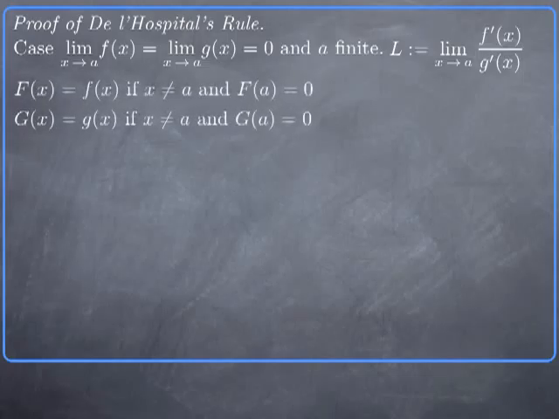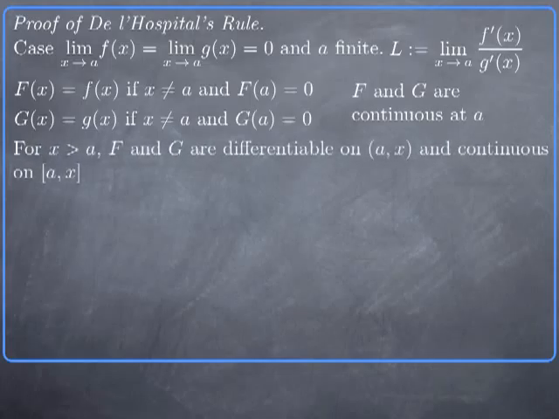We're going to introduce continuous extensions of f and g at a by defining capital F to be equal to f everywhere but at a, and at a we define capital F to be 0, and similarly for g, capital G coincides with little g everywhere but at a, and at a is defined by 0. Because the limits of f and g at a are 0, what we are doing here is really taking an extension of f and g by continuity at a, so we get functions that are continuous at a.